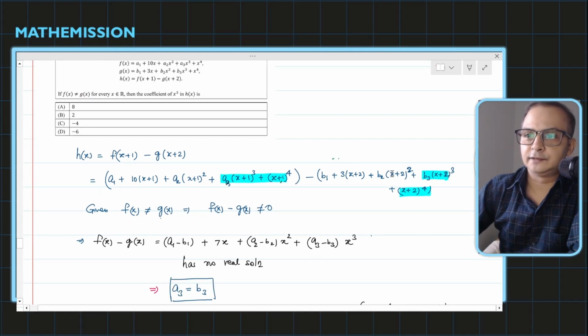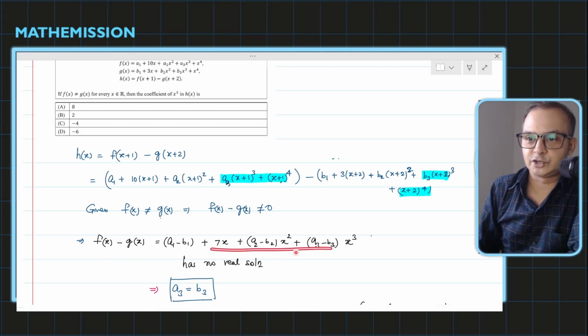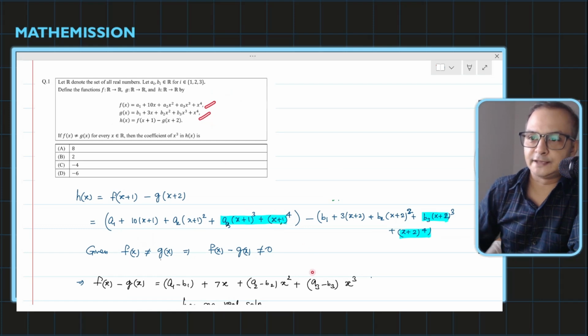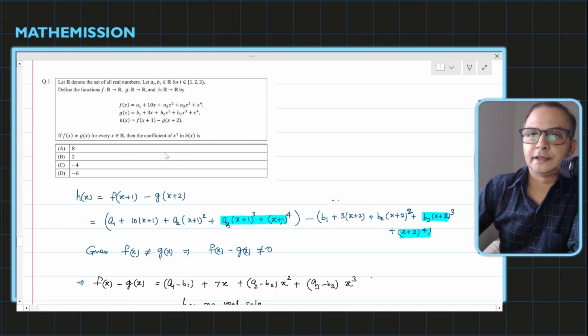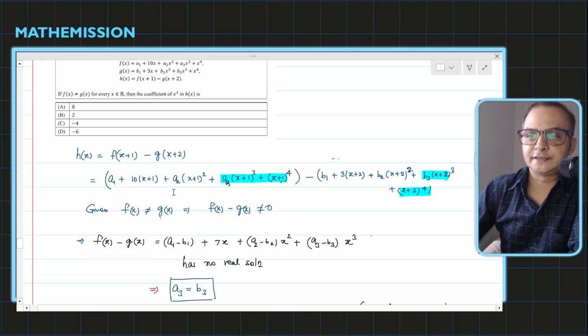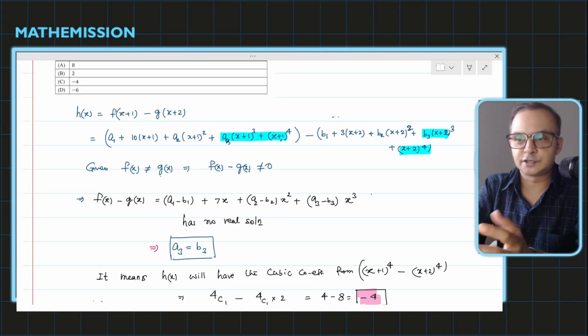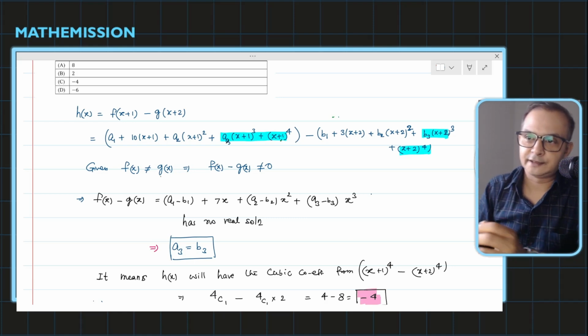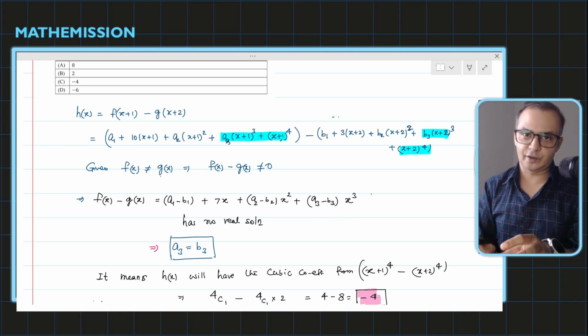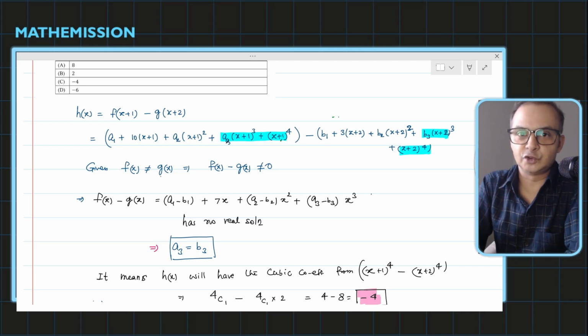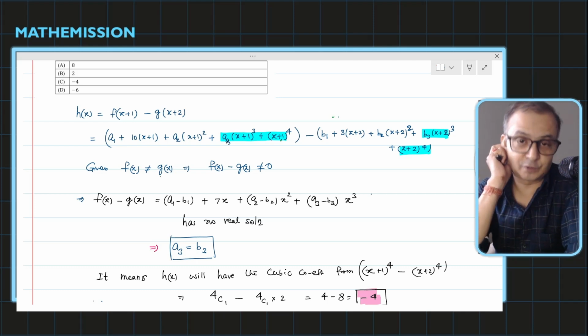From there, I got the idea that f(x) minus g(x) will give you this cubic polynomial, in which the x to the power 4 term gets cancelled. Now they are saying f(x) not equal to g(x), which means f(x) minus g(x) is not equal to 0. It means this cubic has no real solution. A cubic has no real solution only if the cubic term actually vanishes. Then only the x square term remains, and the quadratic will have no solution, because the cubic cannot have none.